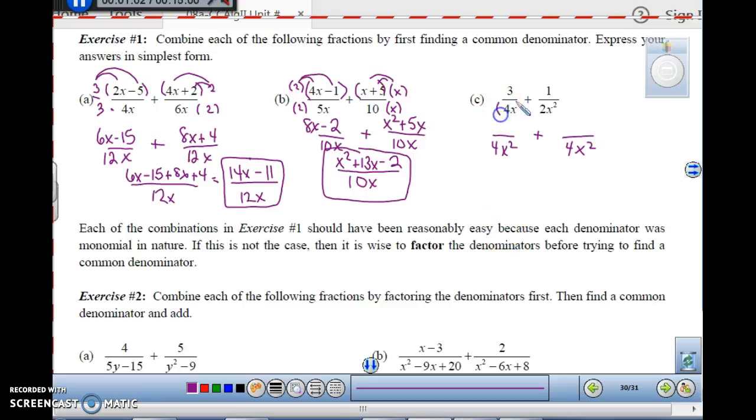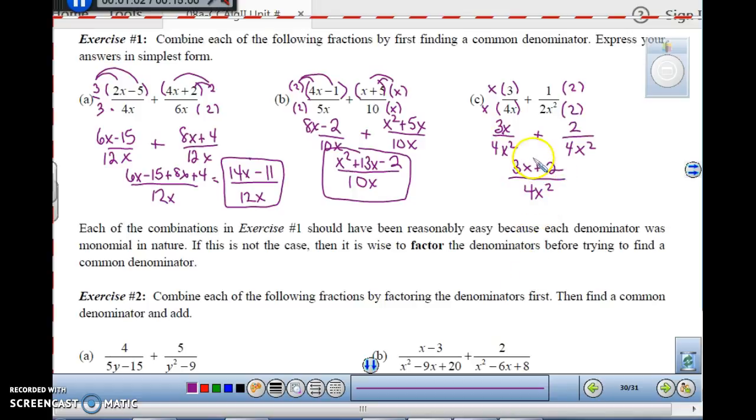So I have to multiply this by x to get 4x squared. So I have to multiply the numerator by x. That gives me 3x. 2x squared, I have to multiply by 2 in the denominator, so I have to multiply by 2 in the numerator. 1 times 2 is 2. All right, so combining my terms, keep your denominator, 4x squared, 3x plus 2.